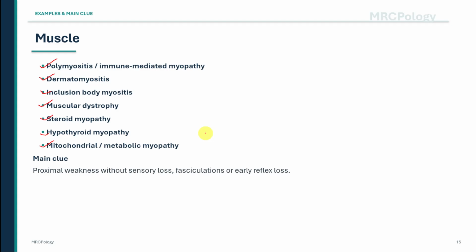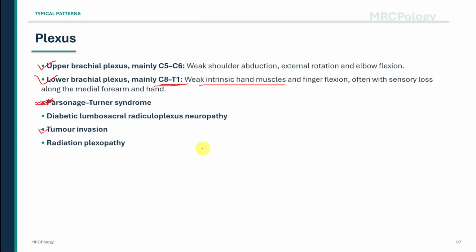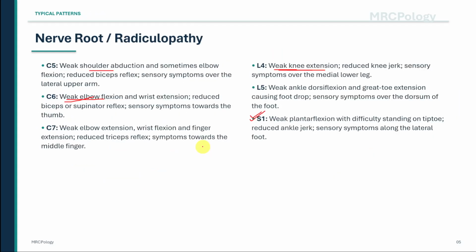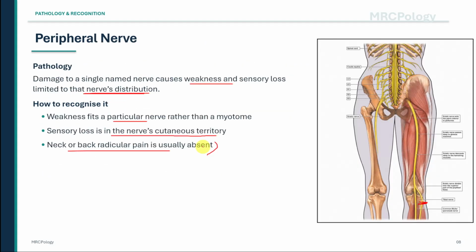Therefore, when localizing weakness in PACES, use the pattern. Segmental pure lower motor neuron weakness with fasciculations suggests anterior horn cell disease. Myotomal weakness with dermatomal sensory symptoms suggests a nerve root lesion. Findings crossing several roots and nerves suggest plexopathy. Weakness and sensory loss within one named nerve suggest mononeuropathy.